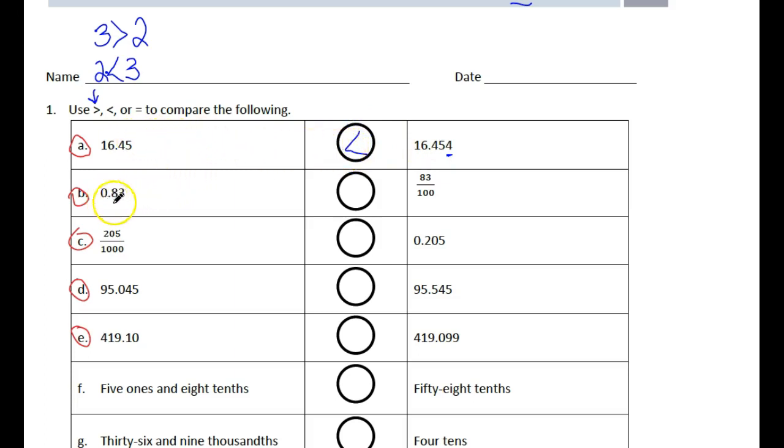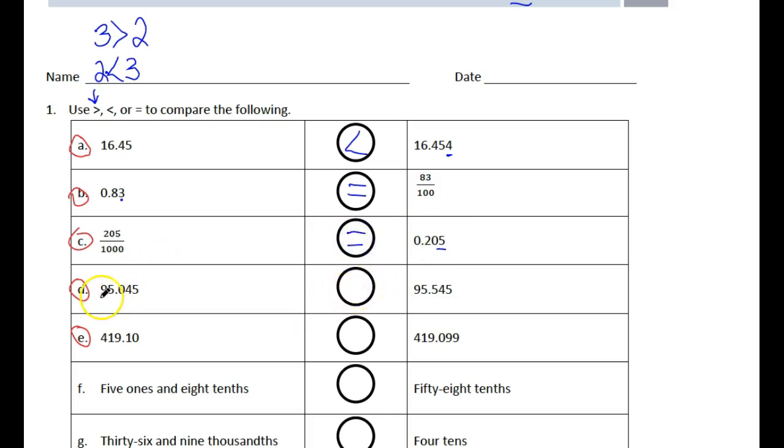Then when we read these out loud, 83 hundredths, 83 hundredths. Those are the exact same thing, so they're equal to each other. If we look at this one, it is 205 thousandths. What place is this 5 sitting in? Oh yeah, tenths, hundredths, thousandths. It's the same thing also. So those are equal to each other.